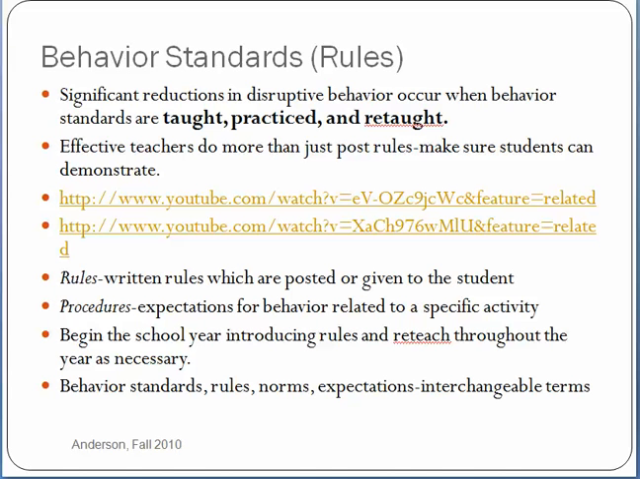So rules are those written guidelines that are posted in your classroom or given to the students, those things that students are expected to adhere to in the cafeteria, in the gym, in your classroom, etc. Procedures are expectations for behavior related to a specific activity, and we're going to talk a little bit more about procedures. It seems like everybody has a really good idea of what rules are, but the procedures tend to be one of those things that students, or student teachers, often overlook when developing their own guidelines for their classroom.